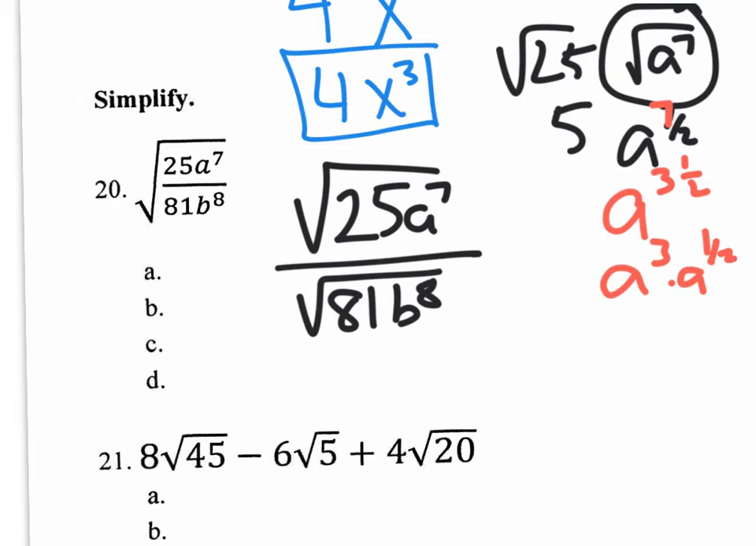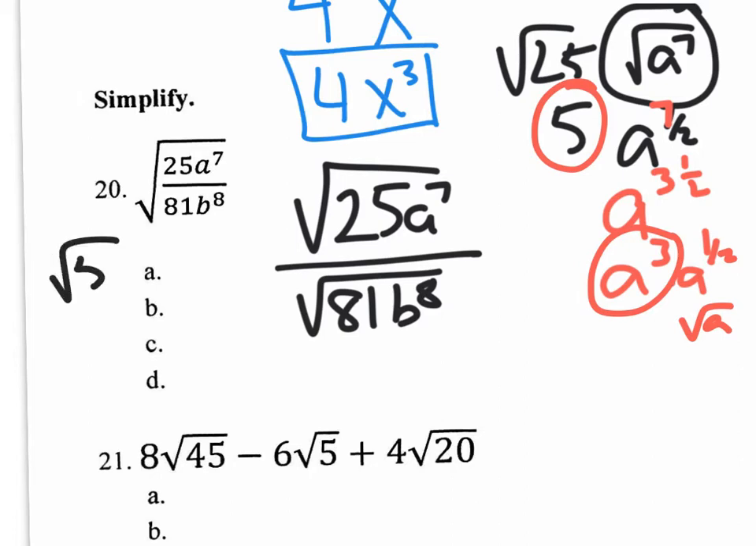So what do we have on the top? We have 5, we have a to the third, and we also have the square root of a left over. So up on top, we have 5a to the third square root of a. That's the first part of our answer up on top.